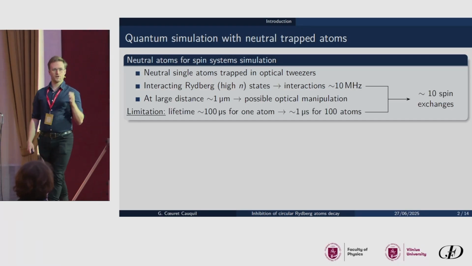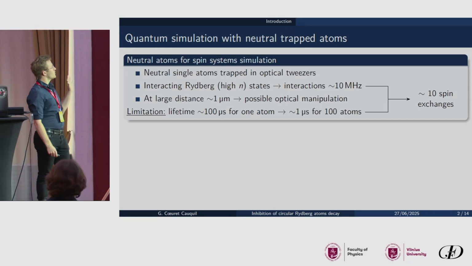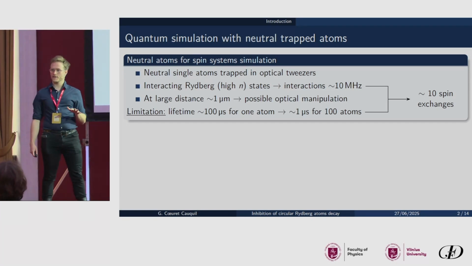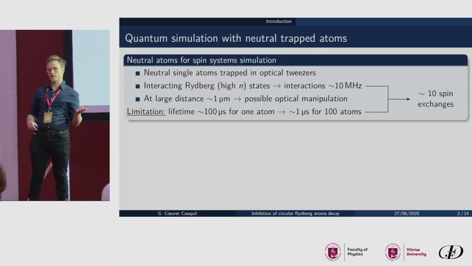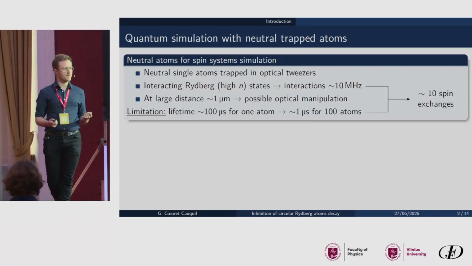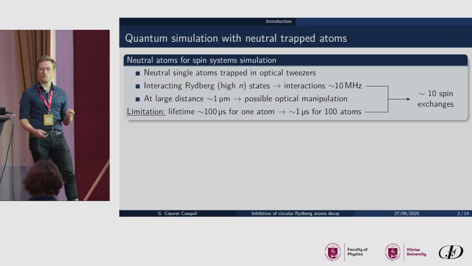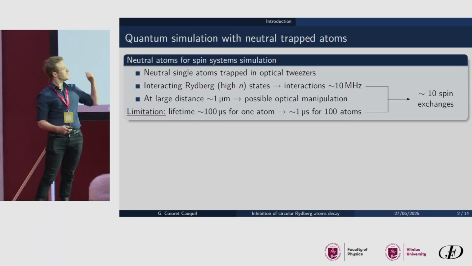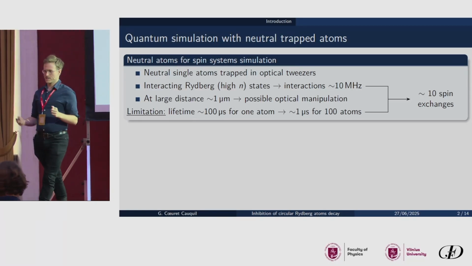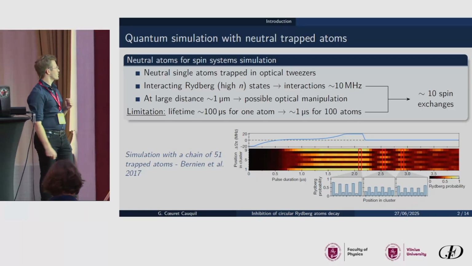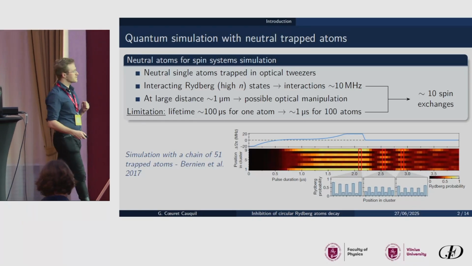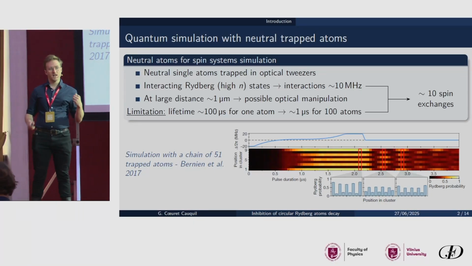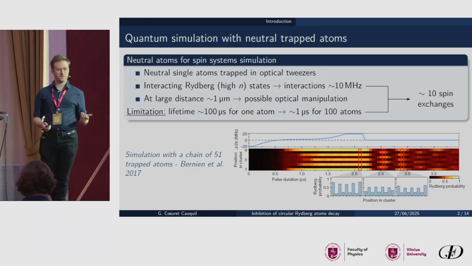In this context, the usual limitations can come from the limited lifetime of the Rydberg states, which is of the order of 100 microseconds for one atom. And for example, if you want to scale your system and take, let's say, 100 atoms, it goes down to the microsecond scale, which means only about 10 spin exchanges. Here is an example of a simulation performed at Harvard by the team of Mikhail Lukin, which involves some adiabatic preparation in the beginning, and they said that it's limited basically by the lifetime.